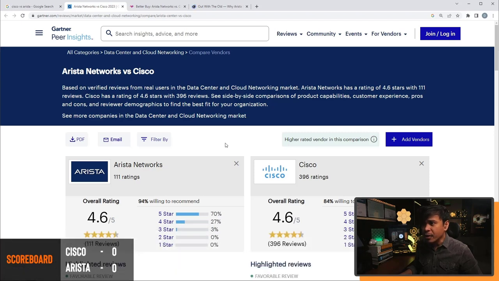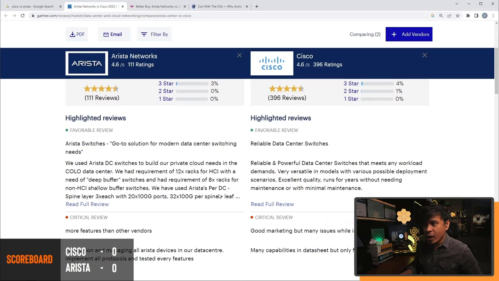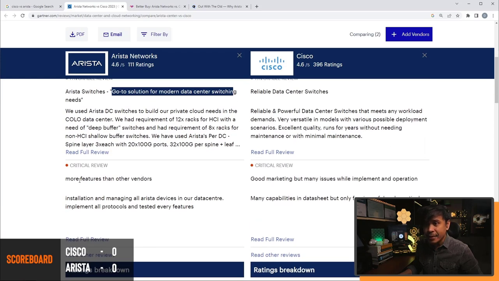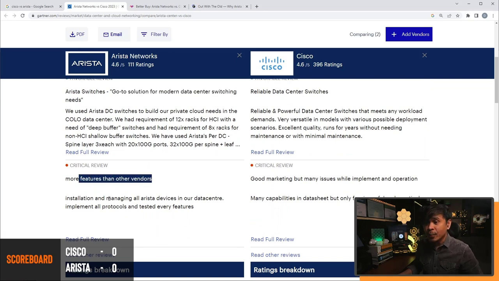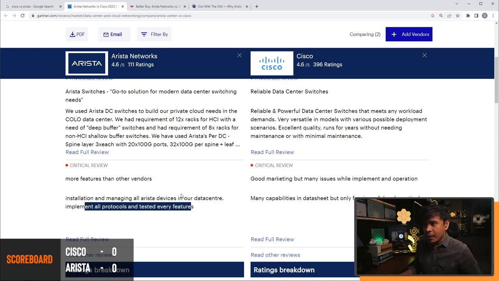Now, here in Gartner.com, we already have ratings. As you can see, Arista Networks has 4.6 over 5 as well as Cisco. So they have the same ratings, but let's check out the highlight review. So under Arista, it says, it's a go-to solution for modern data center switching needs. We use Arista data center switches to build our private cloud in colo data center. Okay, and under critical review, it says more features than any other vendors. Installation and managing all Arista devices in our data center, implement all protocols and tested every features. So this is the highlight review and the critical review.